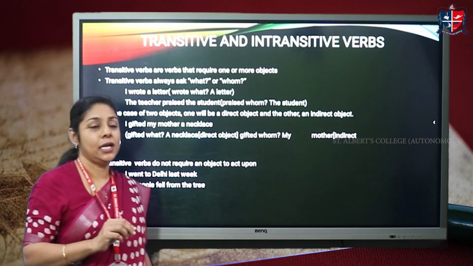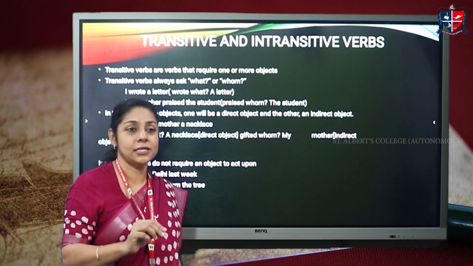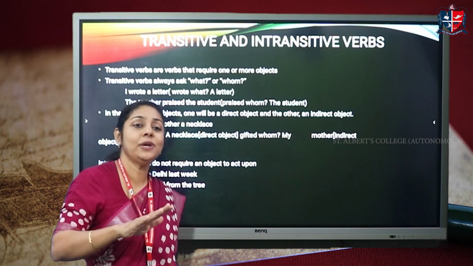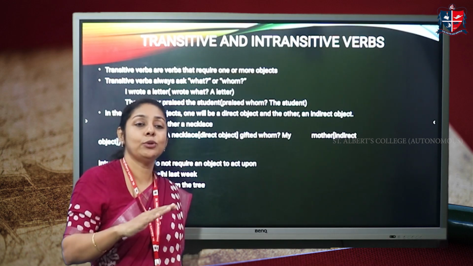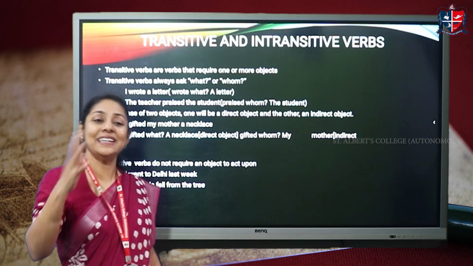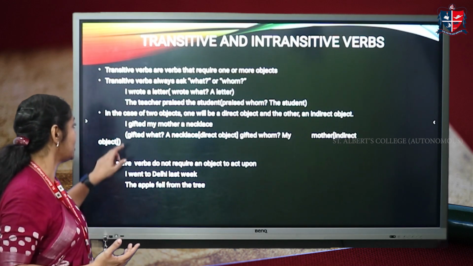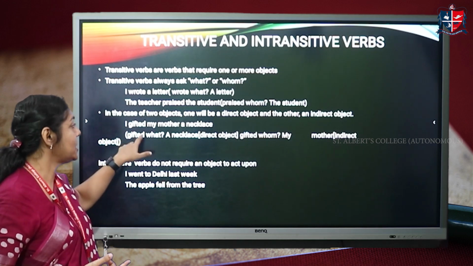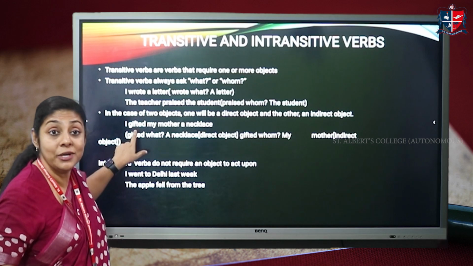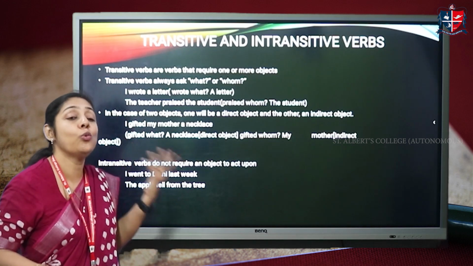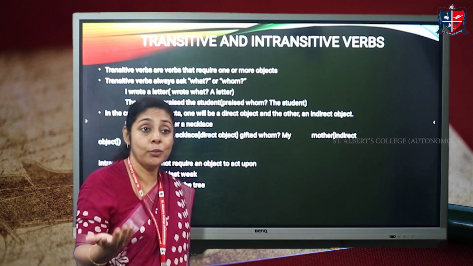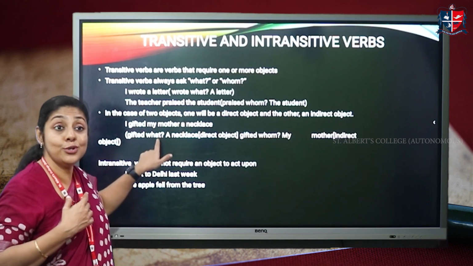Now, as I said, sometimes in a particular sentence, there would be two objects, right? So when there are two objects, one would be the direct object and the other would be the indirect object. Now, how do you distinguish between a direct object and an indirect object? Look at this sentence. I gifted my mother a necklace. Now, you ask the question, so which is the verb here? Gifted. I gifted what? The answer is a necklace. I gifted whom? My mother. So we have two objects here.